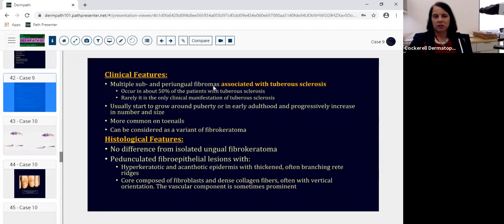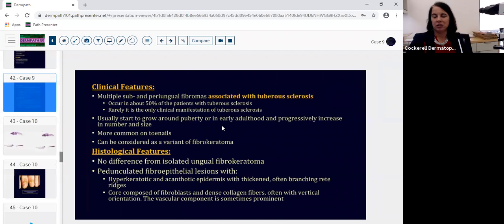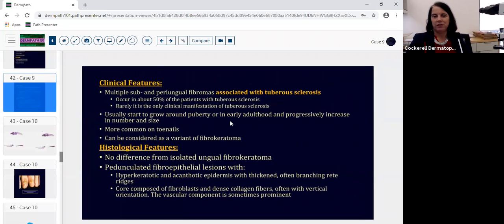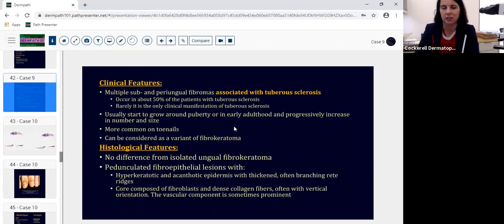Clinical features, multiple sub and periungual fibromas associated with tuberous sclerosis. So this is very important because it can occur in 50% of the patients with tuberous sclerosis. Rarely, it is the only clinical manifestation of tuberous sclerosis. So this may be the only thing you see, and you can make the diagnosis of tuberous sclerosis. It usually starts to grow around puberty and early adulthood and progressively increases in number and size. It's more common on toenails, and it can be considered a variant of fibrokeratoma.